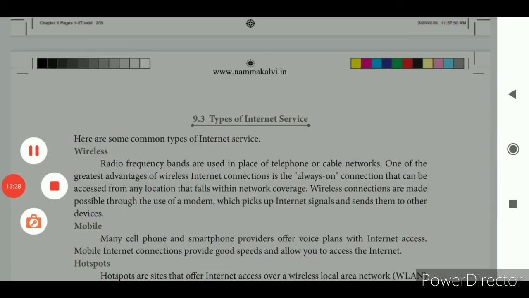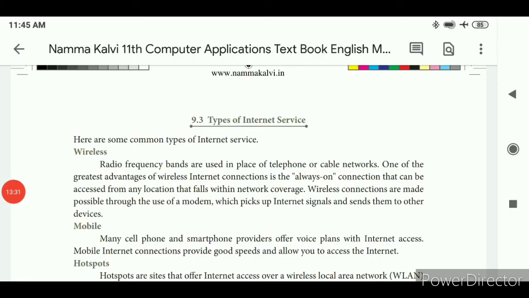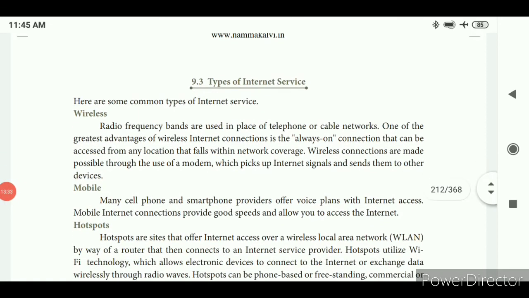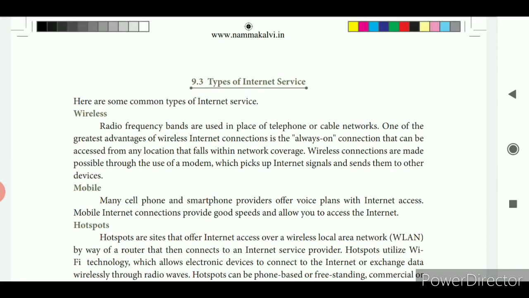Then what are the types of internet services? So next topic is types of internet service. So here are some common types of internet service.